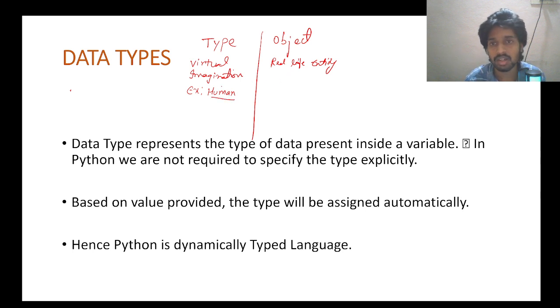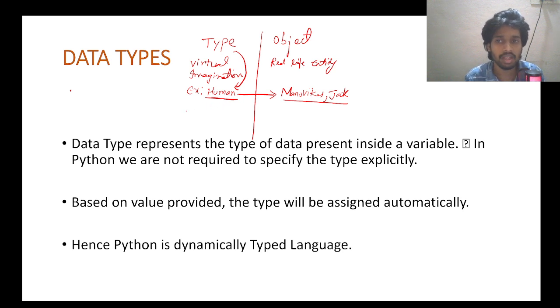We have the physical existence, but the concept of human doesn't have any physical existence. So type doesn't have any physical existence, it's just a concept, but an object has real life, physical existence. Here human is a virtual imagination which is called type, and the objects are me and you, like all the people living on the planet.